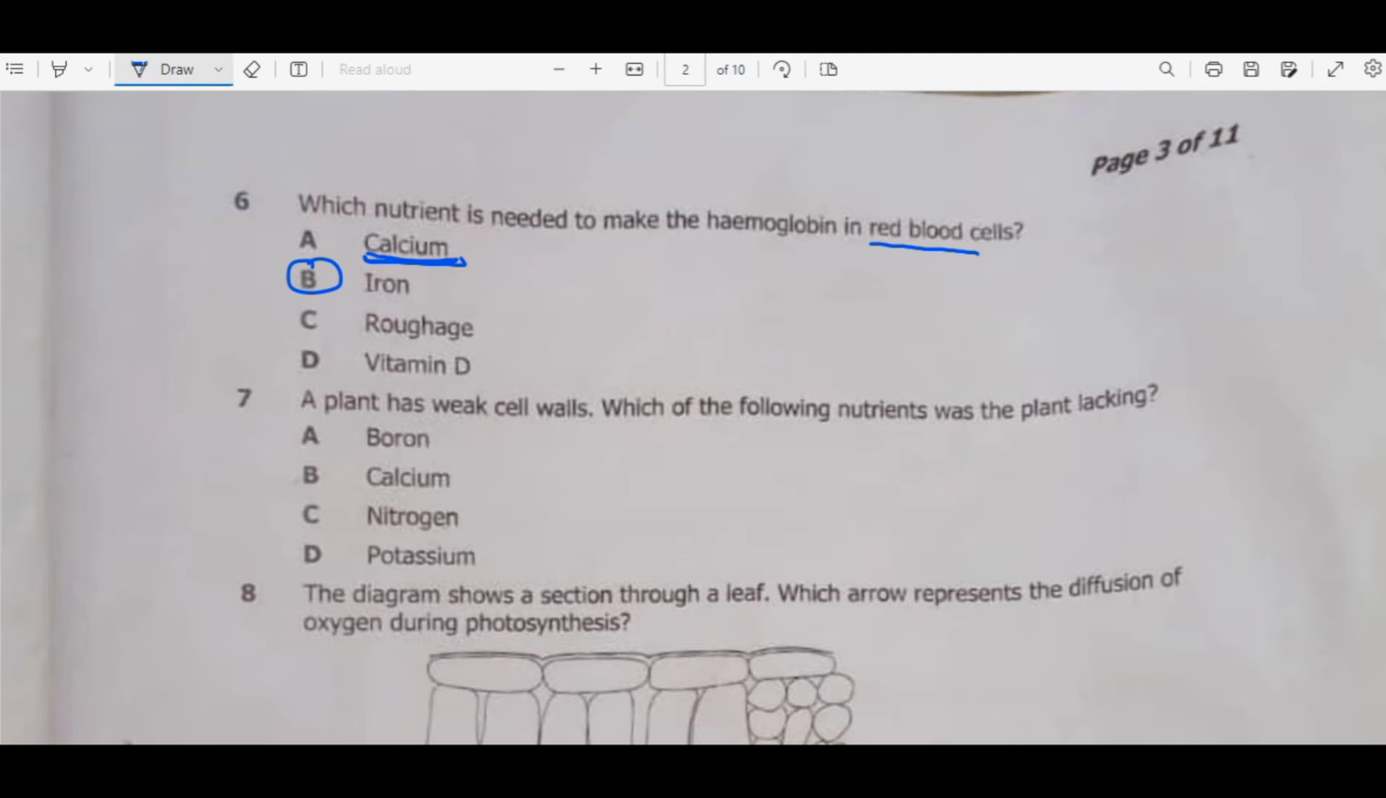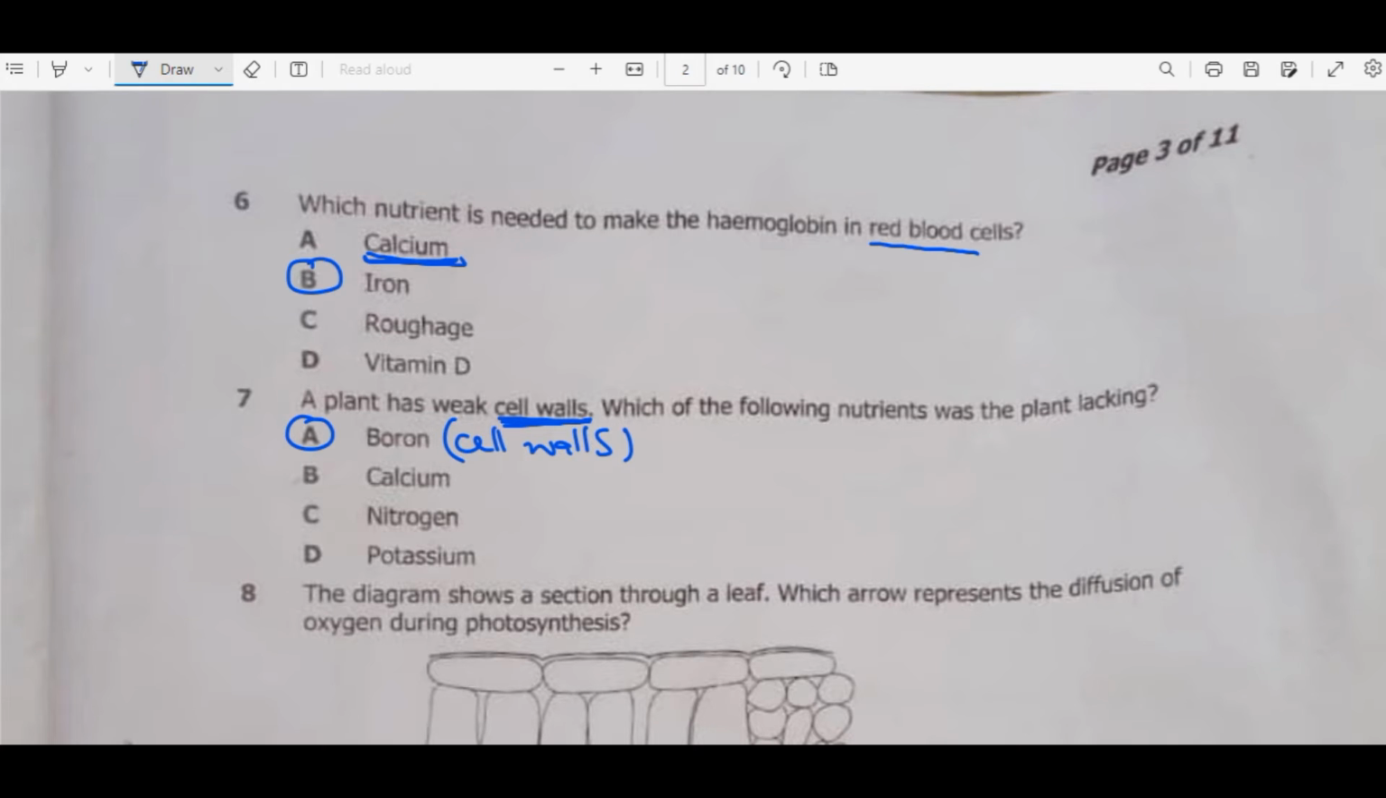A plant has weak cell walls. Which of the following nutrients was the plant lacking? We have boron, calcium, nitrogen, and potassium. These are nutrients, yes, but which one is needed for strengthening of the cell wall? Among the options given, boron strengthens the cell walls. So the answer here is A.